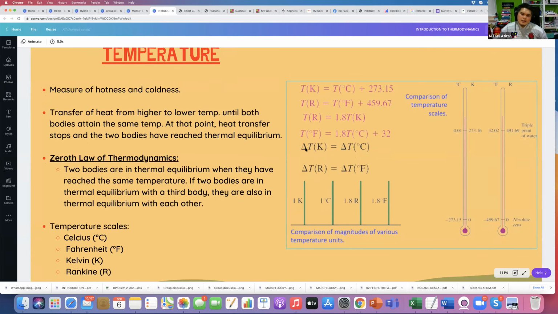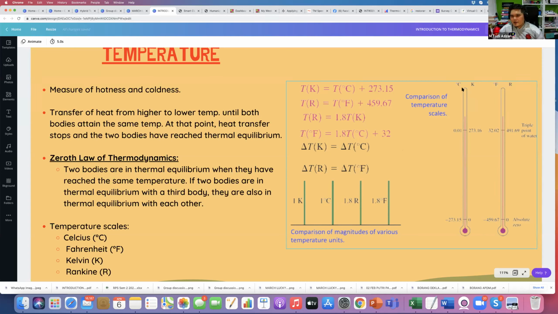So you know that the change of temperature in Kelvin is similar to the change of temperature in Celsius, and the change of temperature in Rankine is the same as the temperature change in Fahrenheit. For example, 1 Kelvin is equal to 1 degree Celsius, but you have to multiply with 1.8 to get Rankine. Okay, this is the comparison of magnitudes.